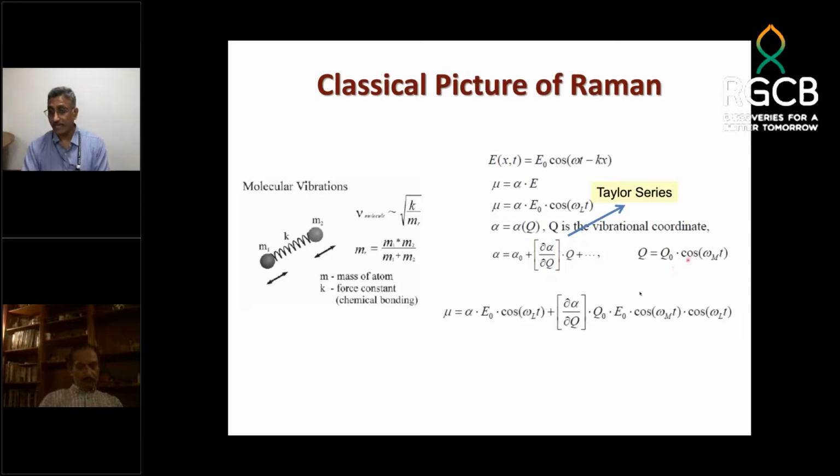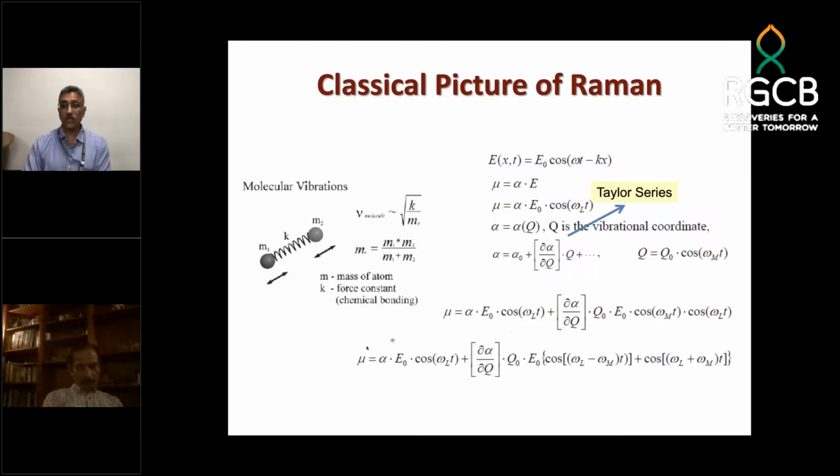Now, if I plug it back and do the mathematics correctly, I have the dipole oscillating with a product of cos into cos. All of you in trigonometry would have been taught cos A into cos B is equal to cos(A plus B) plus cos(A minus B). So that's why I expand this. I will find that this oscillating dipole is oscillating with a frequency which is the same as the excitation frequency. This is the elastic scattering.